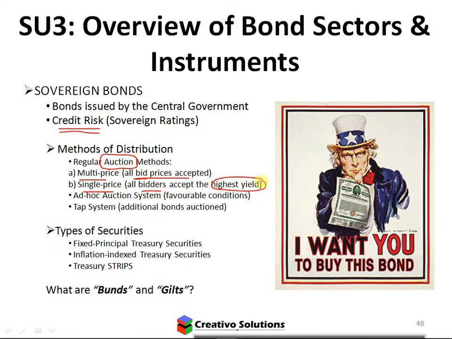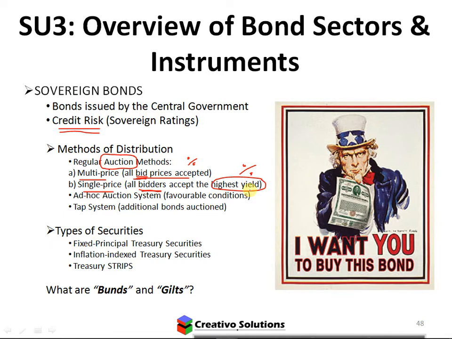Right, single price: all bidders accept the highest yield. Remember, this is for bonds. So here the bid prices would have been quoted as a percentage. Those bids are all going to be accepted. Here, all bidders accept the highest yield, the highest percentage. Because remember we're bidding on these bonds. How much are we going to be paying for these bonds? We need to place a bid.